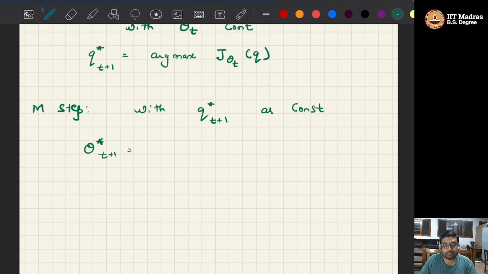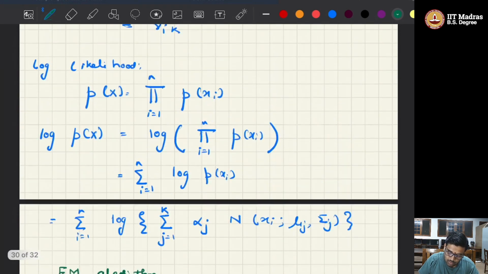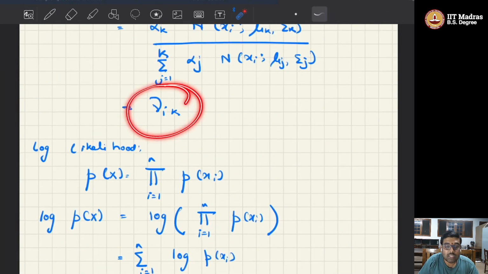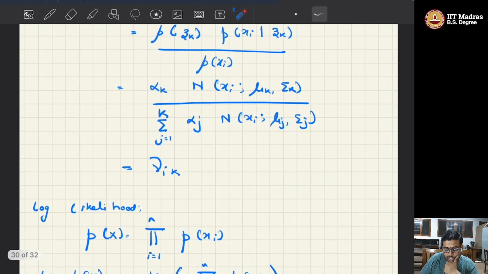In that specific case, you will get theta star of argmax of theta of t plus 1. Now that means, by keeping these responsibility coefficients as constant, you will find this alpha k, mu k, and sigma k. This is what you will be doing in the M step. Okay. Now E step is pretty much clear.